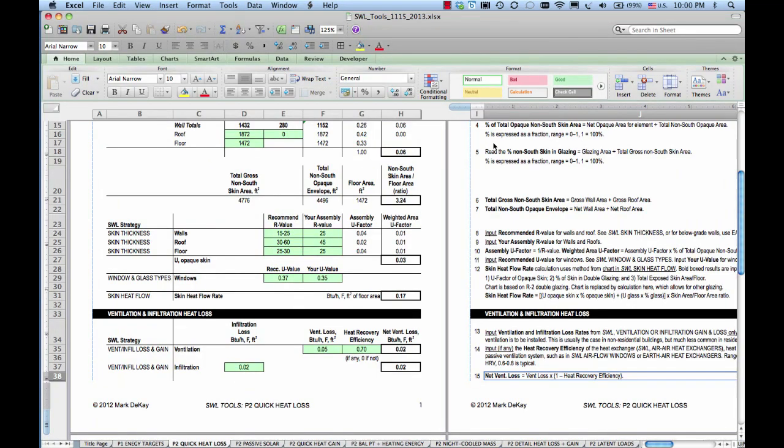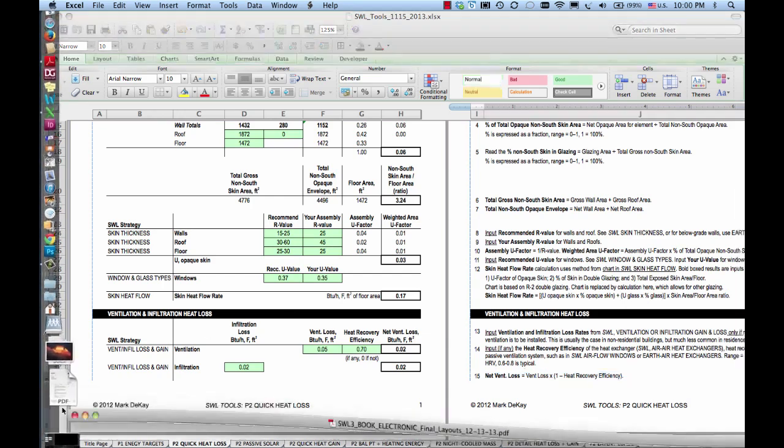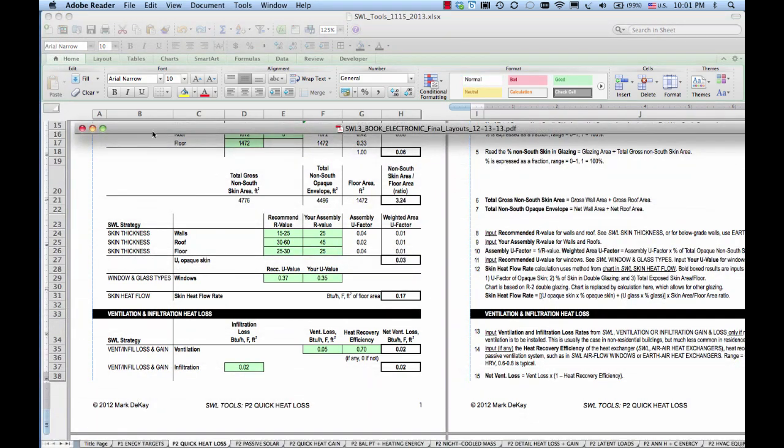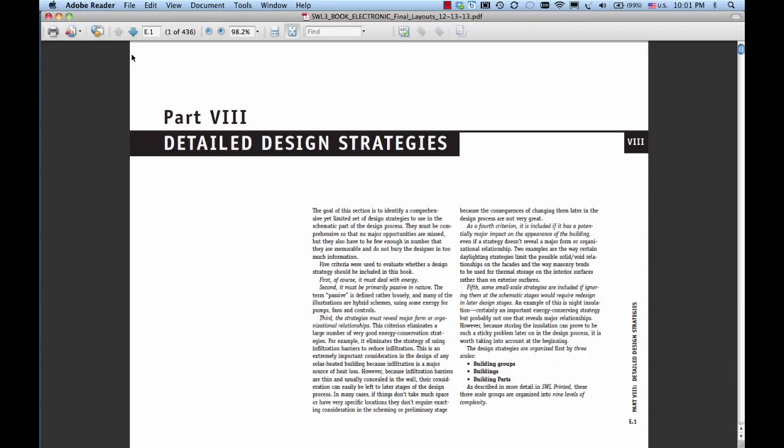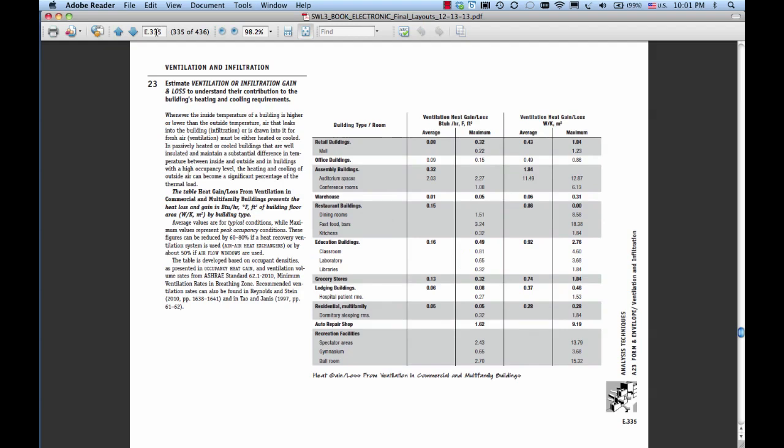Now we need to estimate the heat loss from ventilation. Some people like to calculate either ventilation or infiltration, but more conservative engineers calculate both and then add them together. So we'll take a look at the ventilation and infiltration technique in Sun, Wind and Light. So I'll open my SWL electronic, and I'm going to go over to page 335. And page 335 is the ventilation and infiltration technique, technique A23.